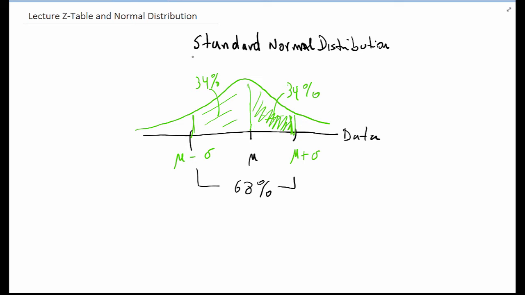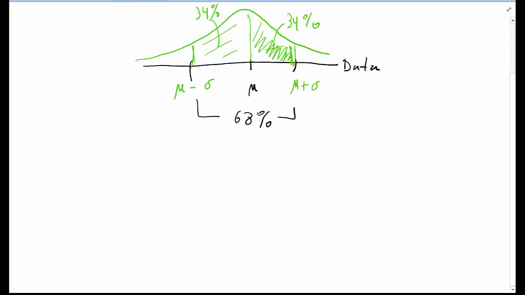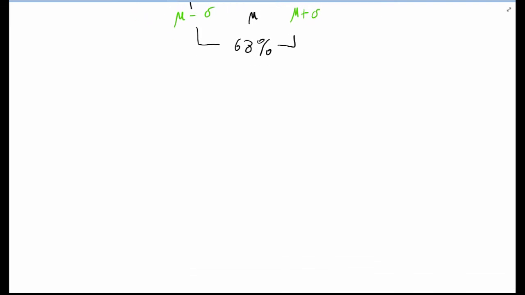Now, what it means to be a standard normal. Standard normal means that you have a data set, let's call it Z, that is normally distributed, the N for normally distributed, with a mean of 0 and a standard deviation of 1. Whenever you have a data set that is normally distributed with mean 0 and standard deviation 1, we say that the set is standard normal.